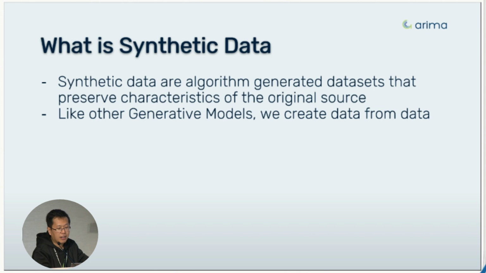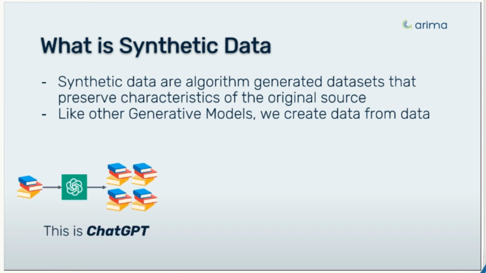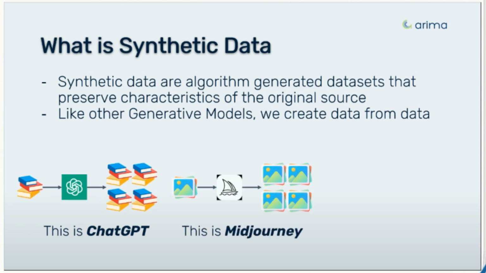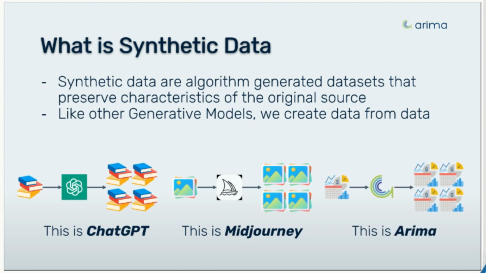Like other generative models, synthetic data creates data. It's a process of creating data from data. The way I like to think of it is, if you've got lots of text, you train a model on that and you create more text out of that. That's your GPT model. If you have images and you train a model and you create more images out of that, well, that's your Midjourney. And if you have some data, you train a model and you create more data, well, that's what we do.